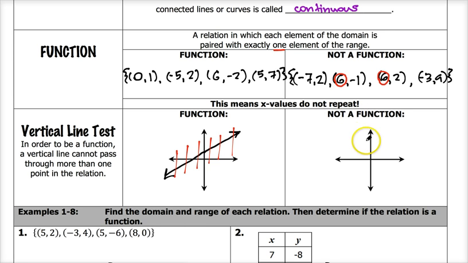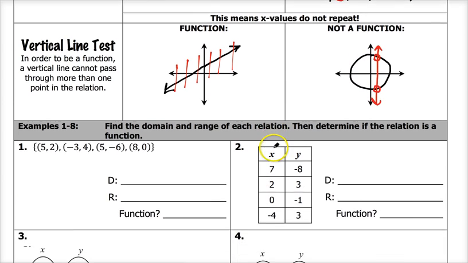Something like a circle, though, I can draw a vertical line that will intersect the graph in two different places. Okay, this vertical line, for instance, intersects our circle here and here. So anytime you can draw a vertical line that does this, the graph is not a function. If you can't do that, then it is a function.